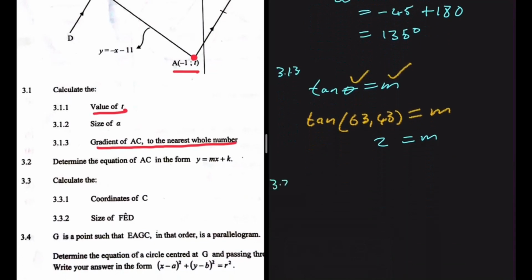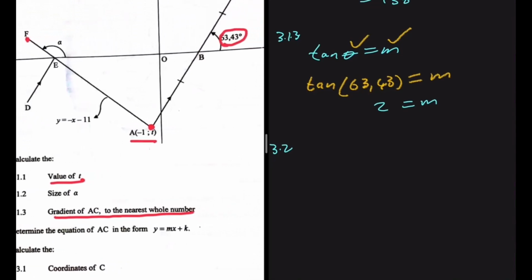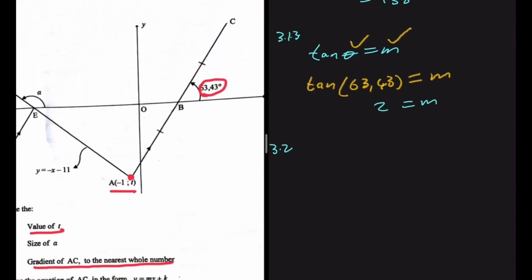So 3.2, determine the equation of AC in the form y is equal to mx plus k. So AC is this line here. Like I've said, the general form is y is equal to mx plus some constant. Let's let our constant be k, because that's what the question is requiring of us. So we already have the gradient. We calculated it in 3.1.3, right? So we can go ahead and say that y is equal to 2x plus k. Now we just need to find the value of k.